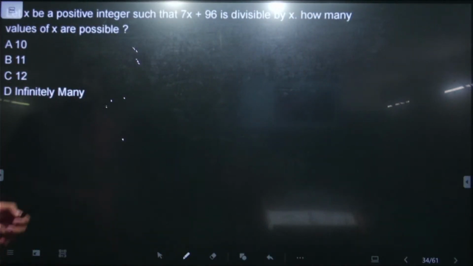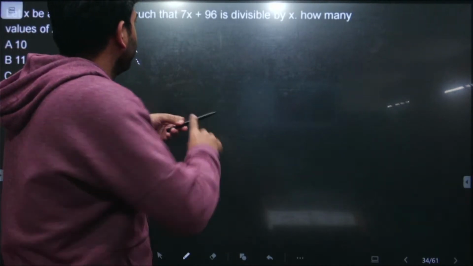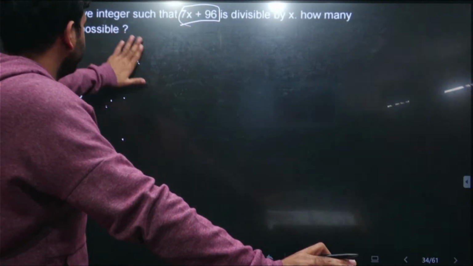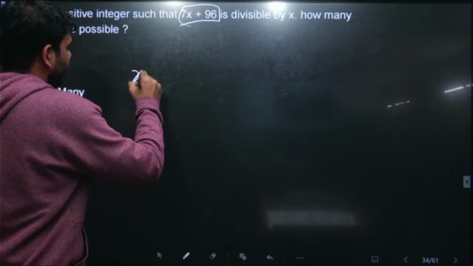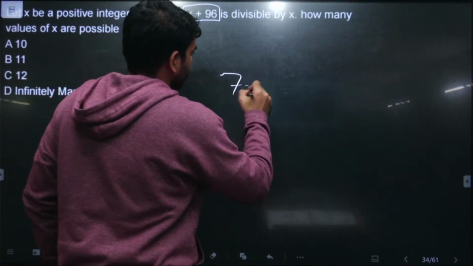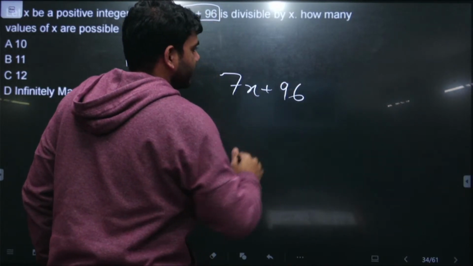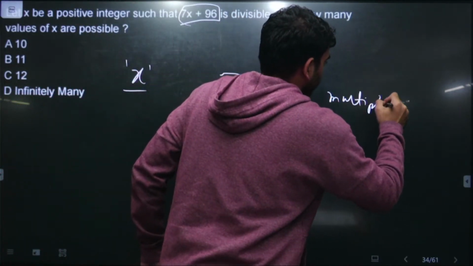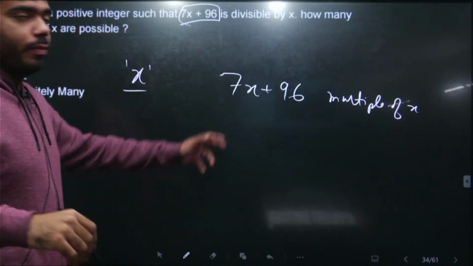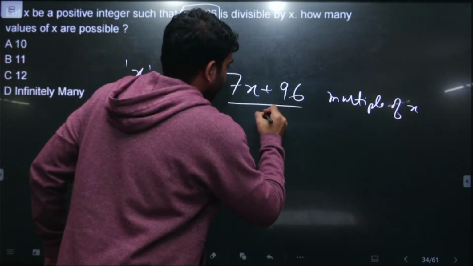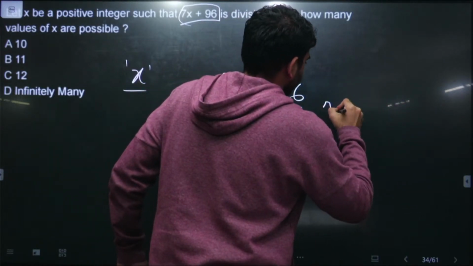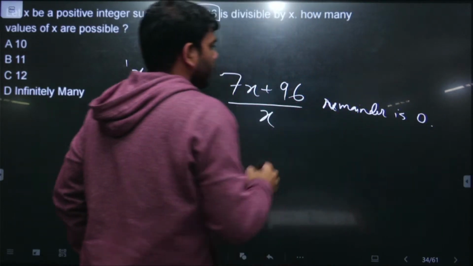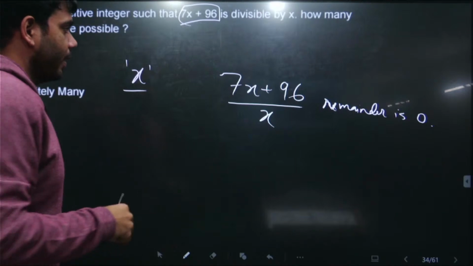This question is saying, let x be a positive integer such that 7x plus 96 is divisible by x, then how many values of x are possible? The question is very simple. We have an unknown integer x and another number 96 plus 7x, and this number is a multiple of x. Then we need to find how many such possible values of x there are. It means if we divide, the remainder is 0. When we divide 7x plus 96 by x, the remainder is 0.